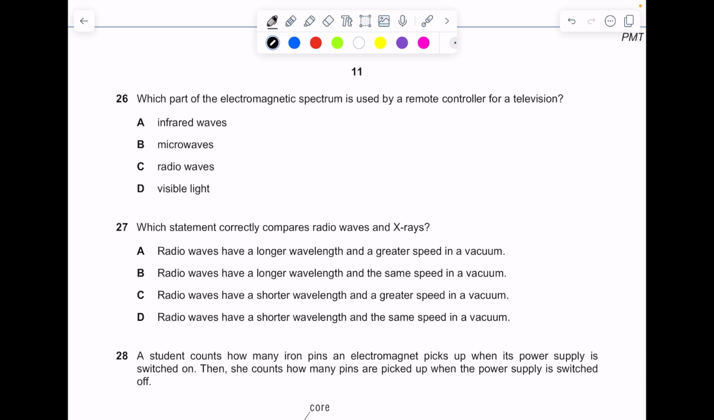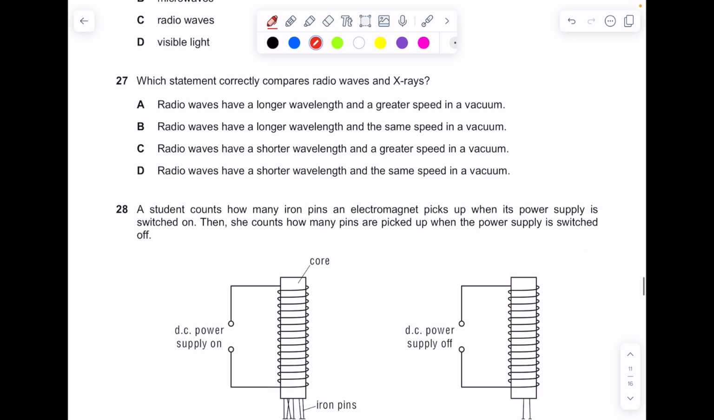Which part of the electromagnetic spectrum is used by a remote controller for television? This is a communication type of EM wave. It is actually infrared. The answer is A.